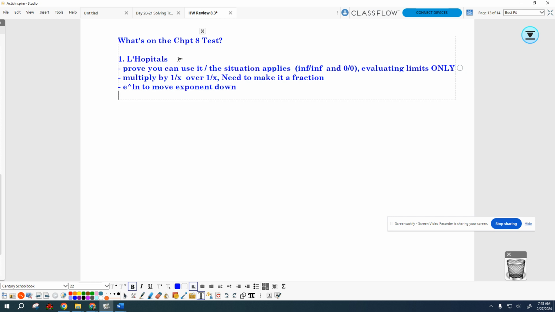Any other tricks you guys want to list up there for L'Hopital's warnings? Yeah, like sometimes you have to use it when you're doing limit comparison. Didn't think of that. Okay. So L'Hopital's is used for those indeterminate forms: 1 to the infinity, 0 to the 0, infinity to the 0, infinity minus infinity. All right, what was another thing we did?